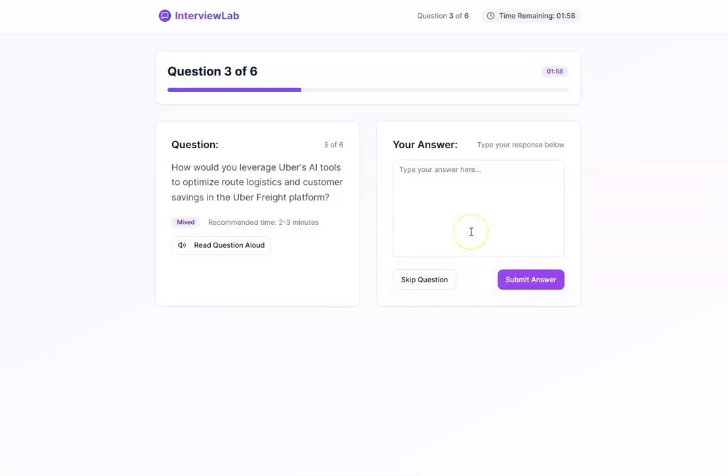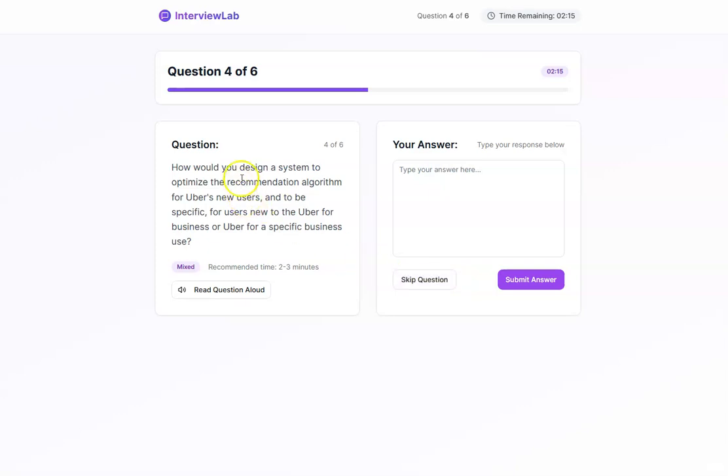In the third question: how do you leverage Uber AI tools to optimize logistics for customers? So it's more like a typical question. Here I would put a very bad answer, like, I don't know. You have to test how Sonar API is going to analyze the text and give the score on this.